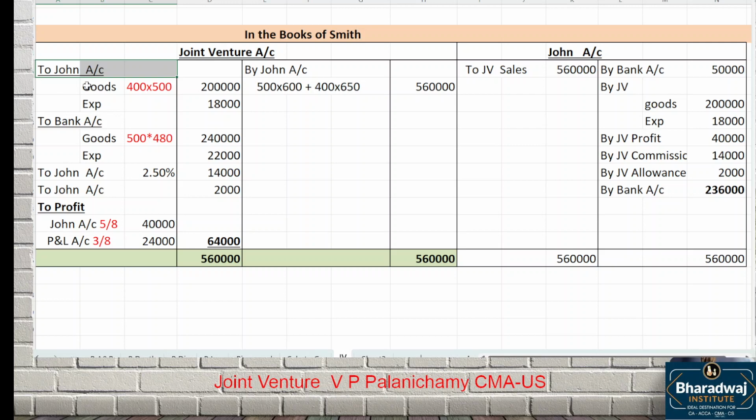Whichever is supplied by John to John account, whatever is supplied by Smith, that is by us, now we are in the books of Smith now, to bank account. Commission and allowance goes to John. Sales is collected by John. Record this, balance settled.